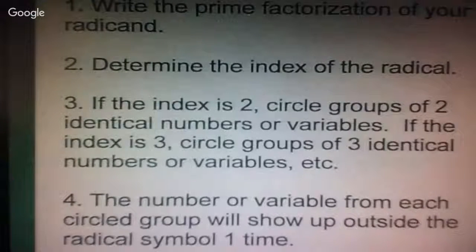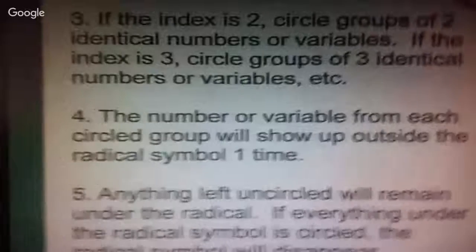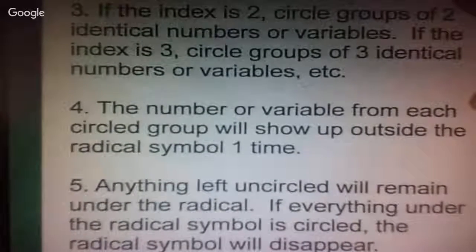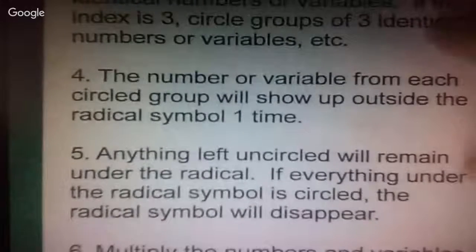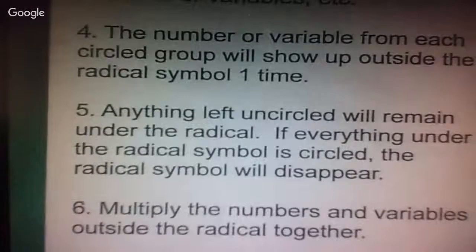Number 1 says, you want to find the prime factorization of your radicand. So everything underneath the radical you need to break down by the factor tree or by the birthday cake method. I don't care how. 2, determine the index. Number 3, we're going to start circling in groups of the index. The number or variable from each circled group will show up outside the radical symbol 1 time. Anything left uncircled will remain under the radical. And then we multiply everything that's out front together and everything that's underneath together.